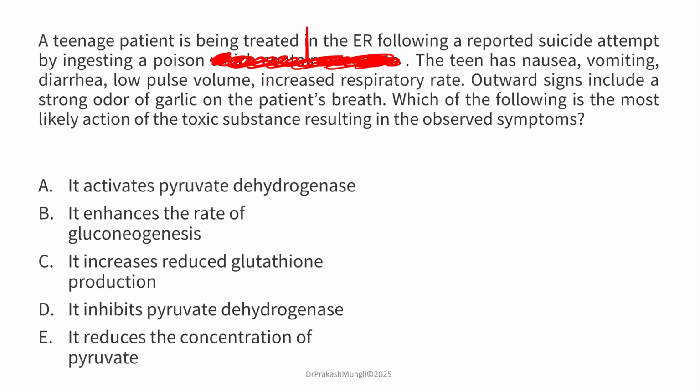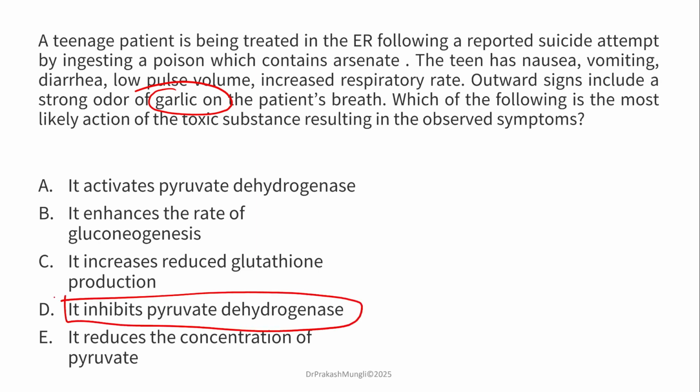Okay. So what is the toxin here? What is the poison? Arsenate. Because there is a garlic odor, arsenate. That's why I just shaded arsenate, which was written in the stem. Without that also, now you know it is arsenate. So arsenate inhibits pyruvate dehydrogenase complex.